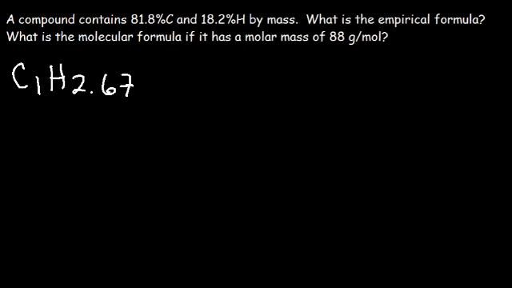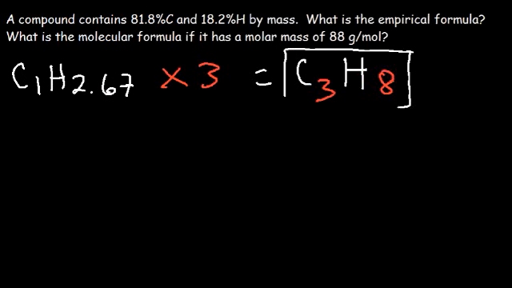So let's see what happens if we multiply the subscripts by 3. So 1 times 3 is 3. And what is 2.67 times 3? This will give you 8.01, which we could say is 8. If you have 2.666666 repeating times 3, it's going to be very, very close to 8. So this is the empirical formula with the lowest whole number ratio. So this is the answer.